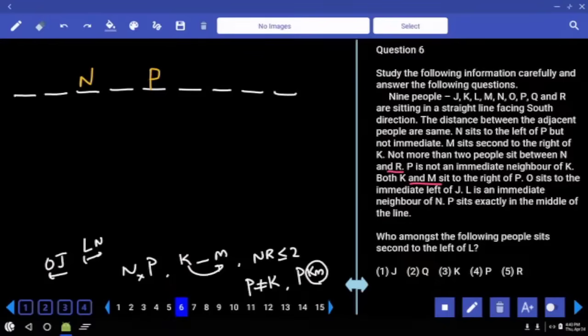Then what is the other possibility we have? If N is here, 1 2 3 4 5 6 7 8 9. Now P is here, N can be here as well. Or N can be at the right extreme.